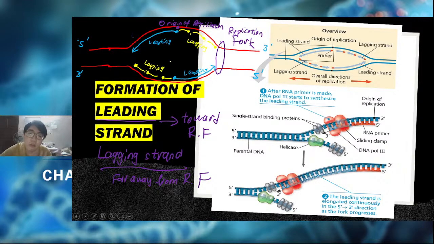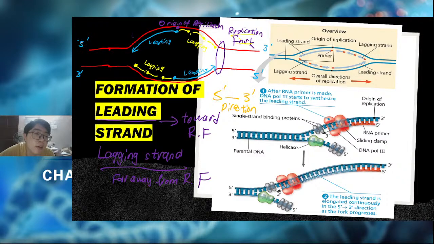So you have to carefully differentiate between leading and lagging. The leading strand is toward the replication fork. The lagging strand is far away from the replication fork, toward the origin of replication. Replication fork ini adalah satu arahan untuk bagi tahu awak sama ada dia away or toward. And then you have to know in DNA replication, all of the synthesis is in the 5 prime to 3 prime direction.